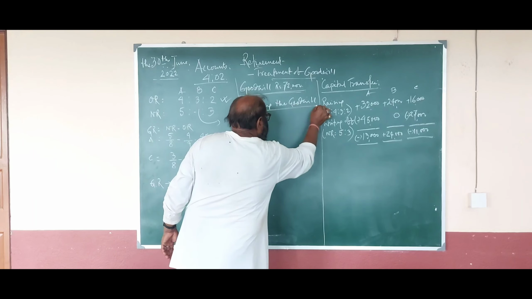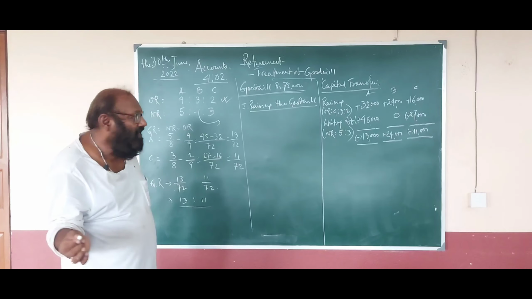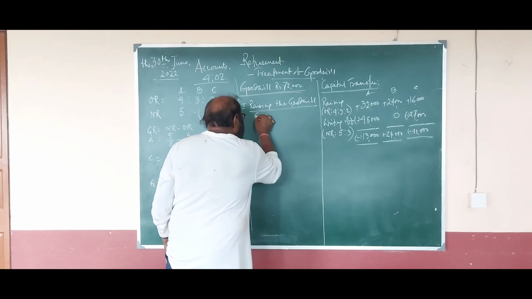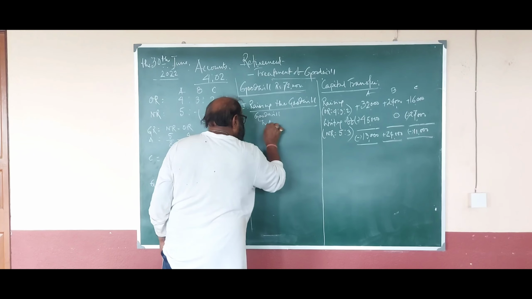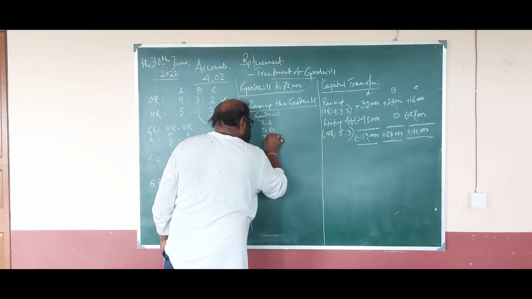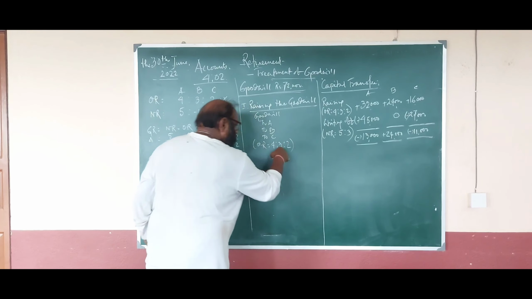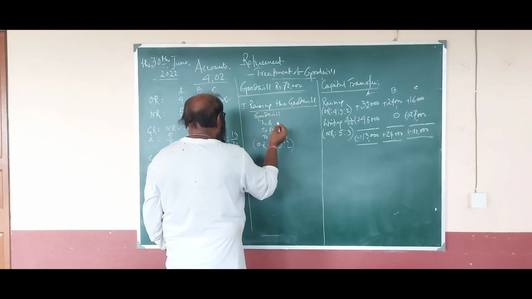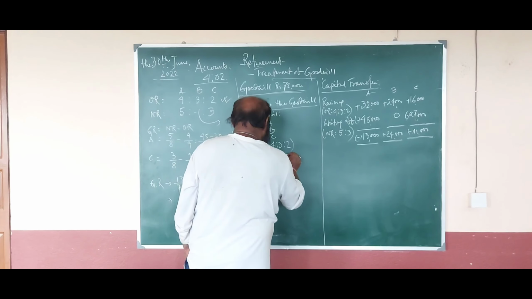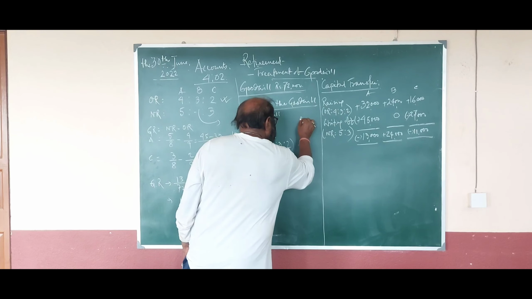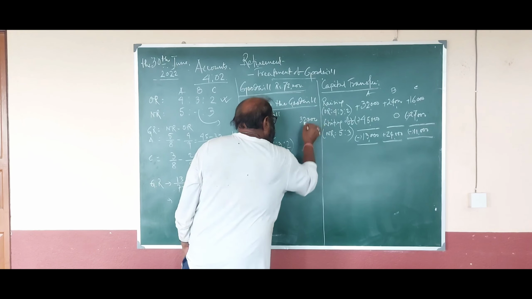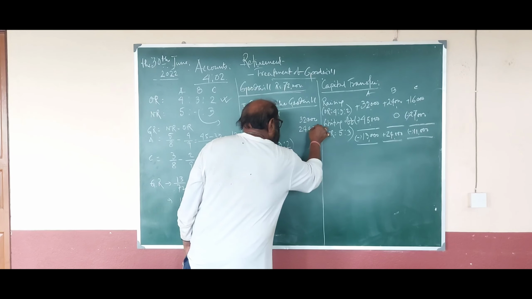Okay, now what should be the journal entry? You have done it yesterday. Same thing, goodwill account should be debited. So goodwill account is debited to Mr. A, Mr. B and Mr. C. In which ratio? In their old ratio. What is the old ratio? 4:3:2. Okay, 9. So it is 32,000, 24,000 and 16,000.